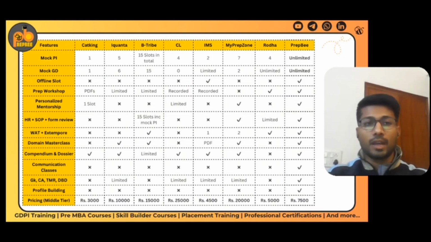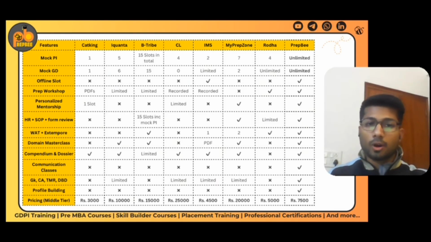But as you see in the numbers, only BTribe is one of the platforms offering 15 slots in total, and what BTribe does is combine the mock PI and your HR, SOP and form review in those 15 slots. So for example, if you have exhausted 10 of the sessions in your HR, SOP and answer review, then you would be left with only 5 slots which you can utilize for your mock PI.